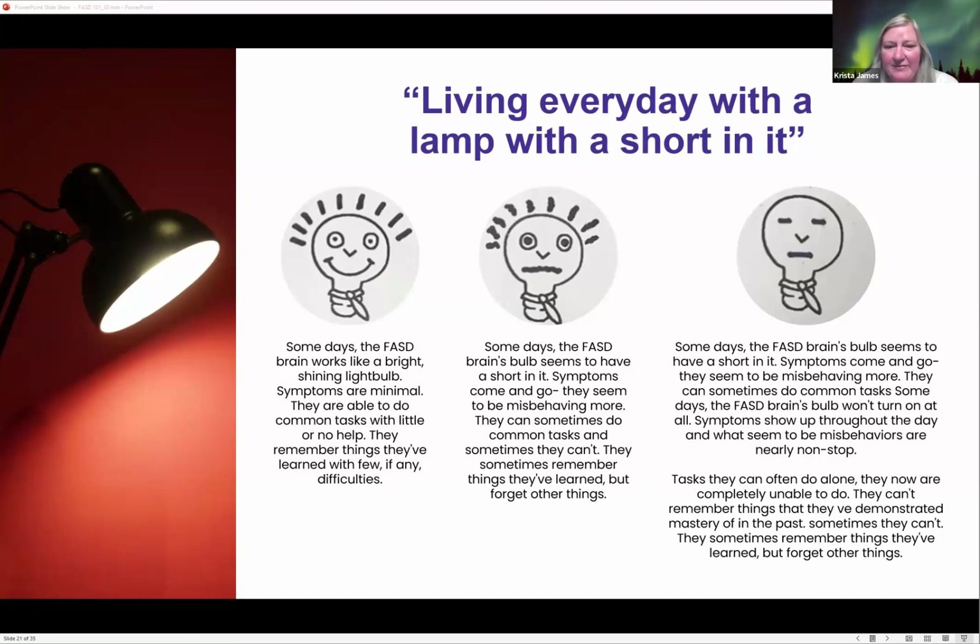And then some days the FASD brain's bulb seems to have a short in it. Symptoms come and go. They seem to be misbehaving more. They can sometimes do common tasks and sometimes they can't. Sometimes they can't remember things they've learned and forget other things.